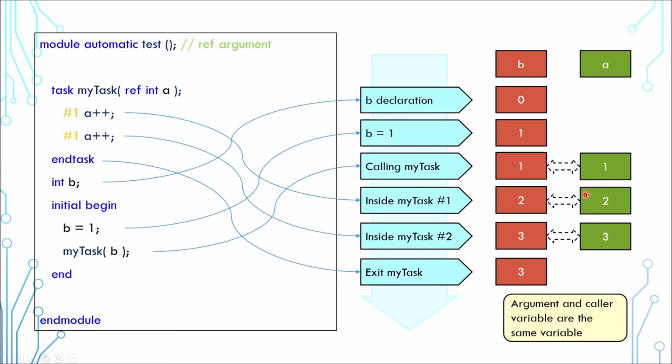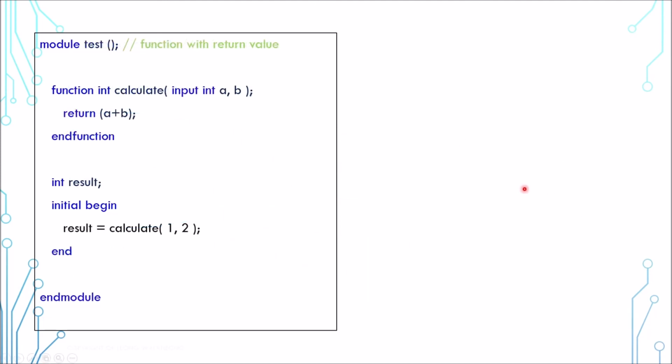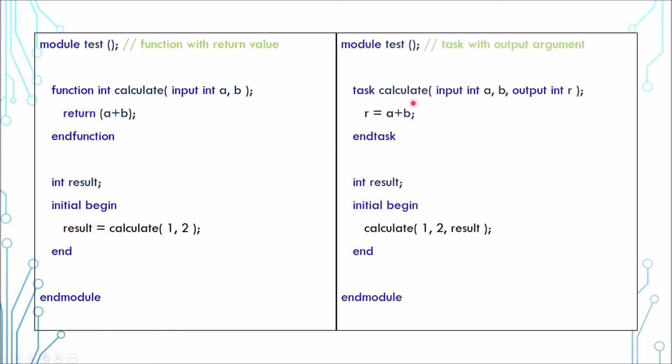This is a function example with a return value. Remember that task does not support the return value. Now with the output argument, task can achieve the same feat as function. As a matter of fact, you can have multiple output arguments, as compared to one return value of a function. Having said that, function can have output arguments too.